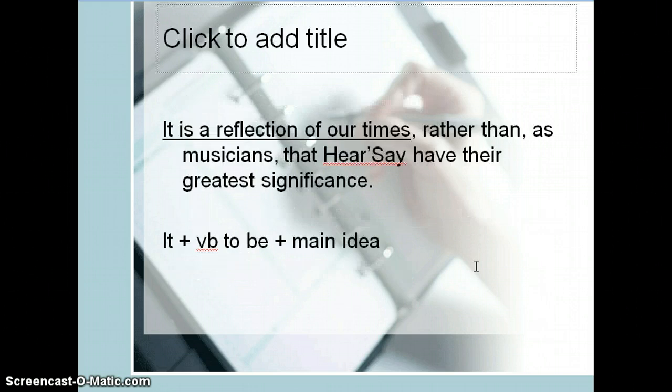In the other example we've got "It's a reflection of our times rather than as musicians that Hearsay have their greatest significance." This is a way of using it for emphasizing. So we have it, the verb to be, and the main idea. So these expressions are used to emphasize written language.